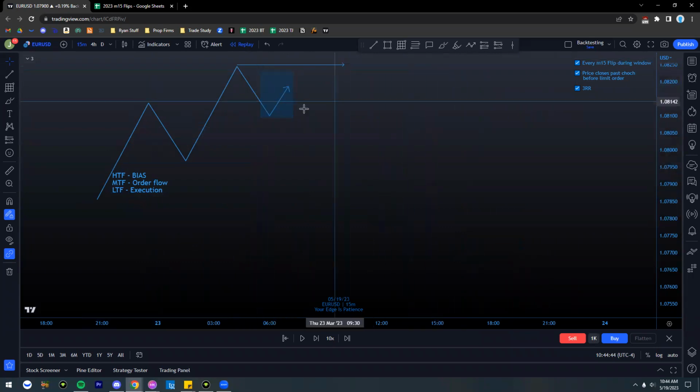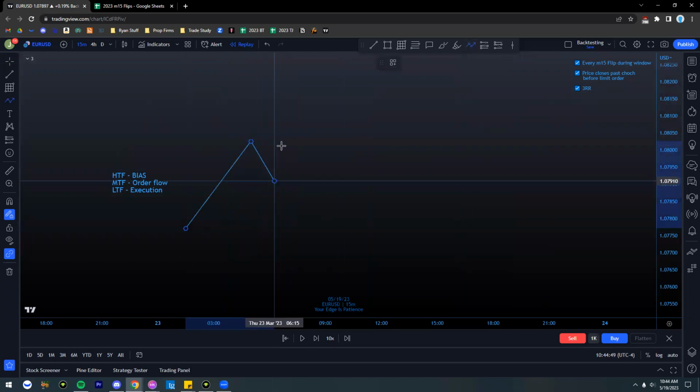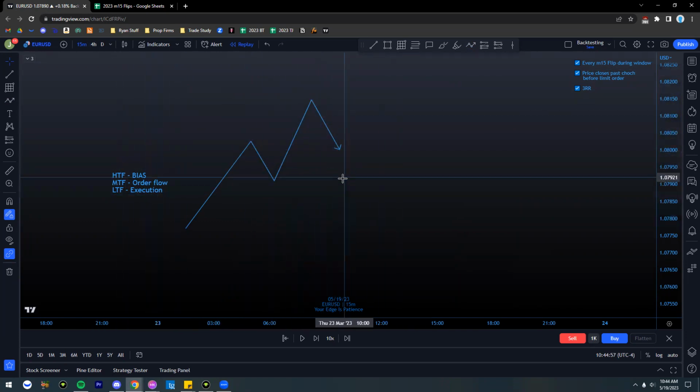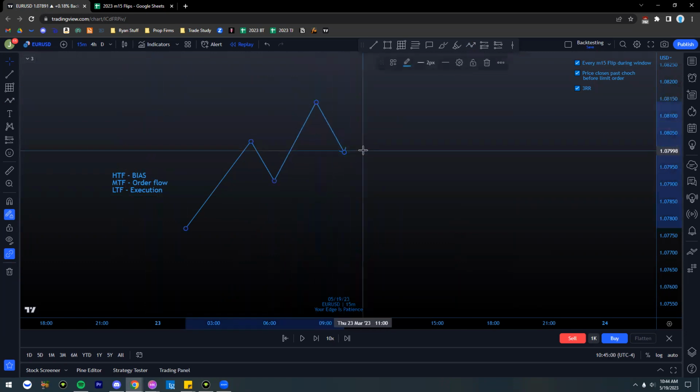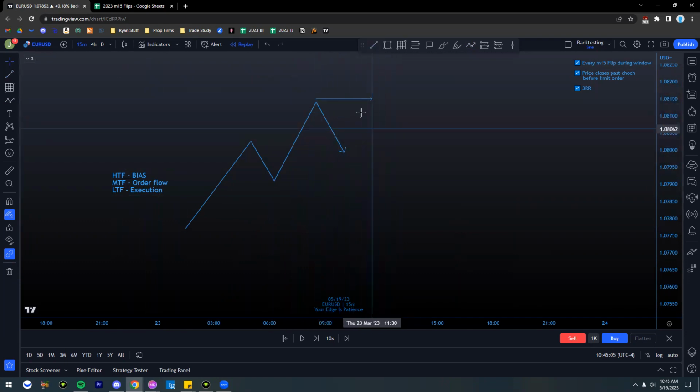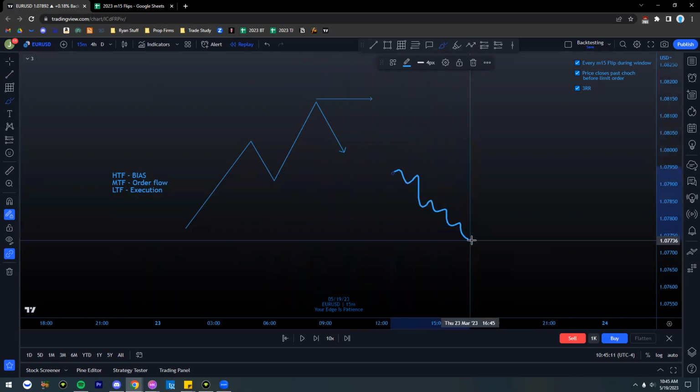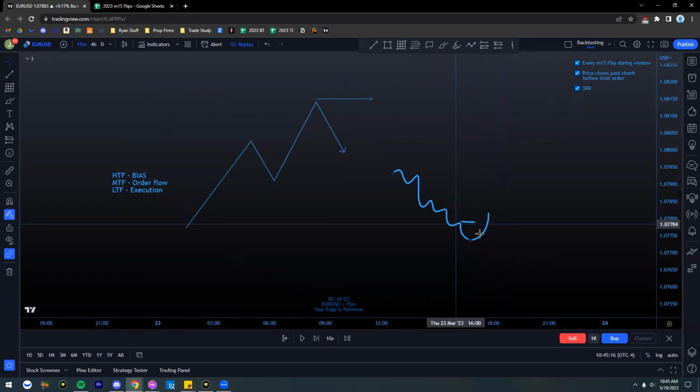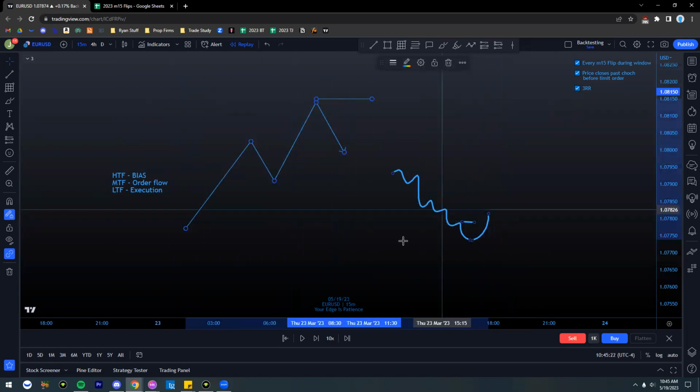If you are in this leg of the pullback on your daily, you'd be waiting for your 4 hour to break bullish to then go look on your 15. This is all just the pullback. The expectation on the daily is still for it to come up here. You're waiting for your 4 hour, which is doing this right now, to come up here and break bullish. When the 4 hour breaks bullishly, that's when you can go on the 15-minute and start looking for entries when your order flow matches your trend.